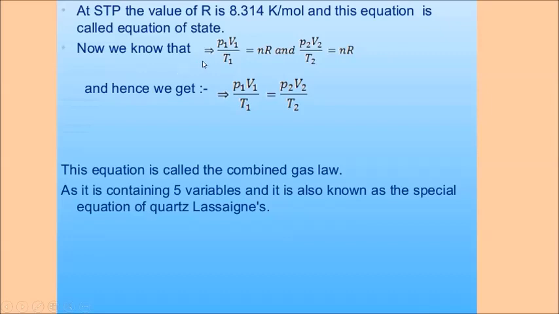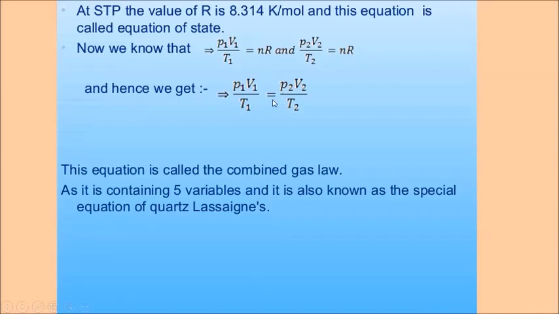Applying this, we can understand that it can be written as P1 V1 by T1 is equal to nR, or P2 V2 by T2 is equal to nR. Right? So we get P1 V1 by T1 is equal to P2 V2 by T2. What is this equation called? Combined gas law. It contains 5 variables, and it is also known as the special equation of Clapeyron. That is the other name. So this equation P1 V1 by T1 is equal to P2 V2 by T2 is said to be the combined gas law.